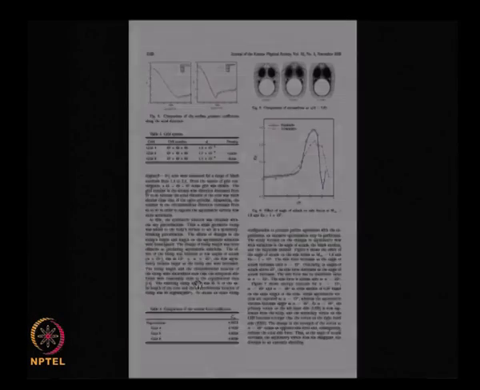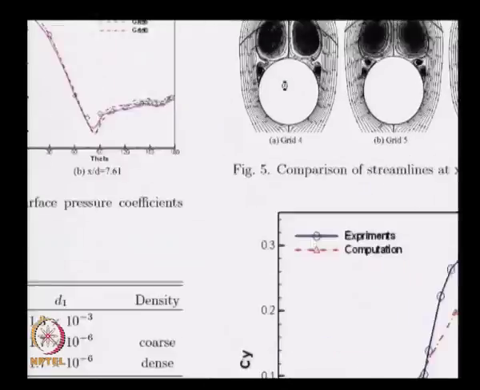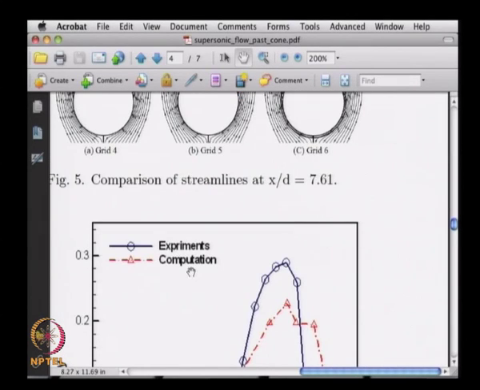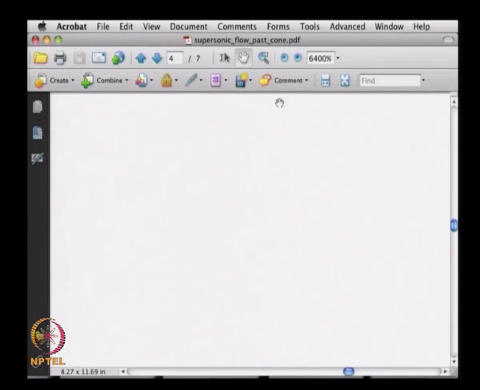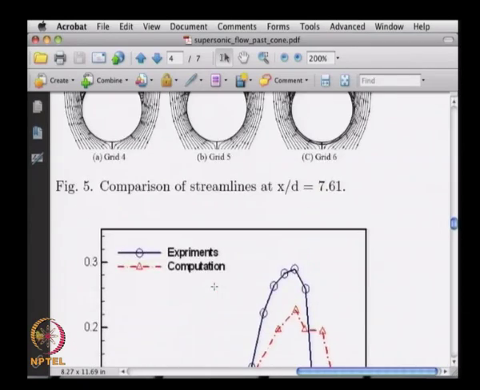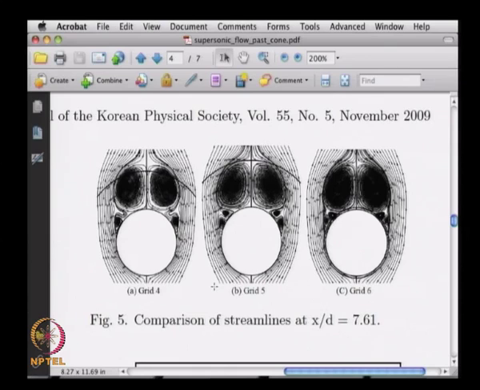Okay, if I am looking at this, they are looking at 3 types of grids basically: grid 4, grid 5 and grid 6 over here. So this is a comparison of streamlines at x by d equal to 7.61. What does this mean? What does x by d equal to 7.61 mean?